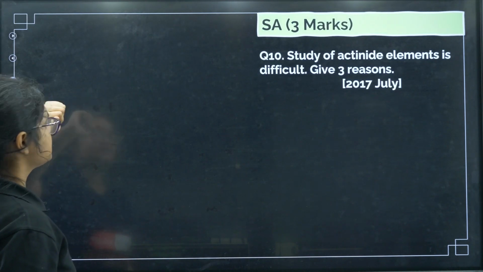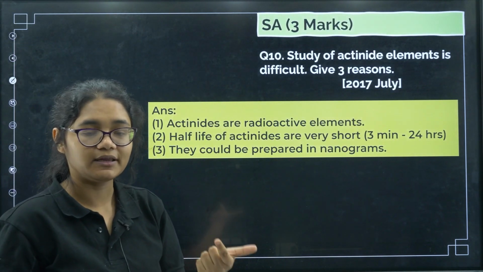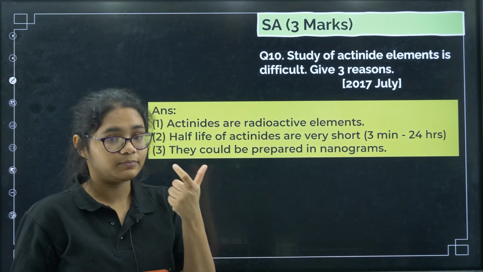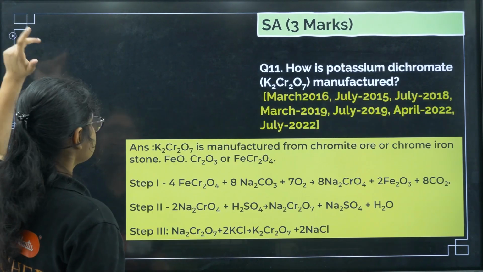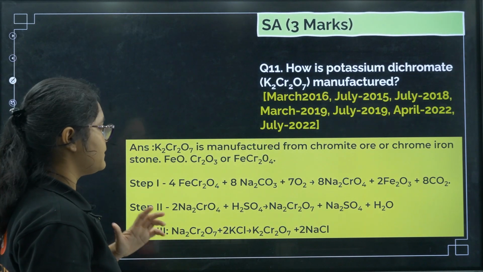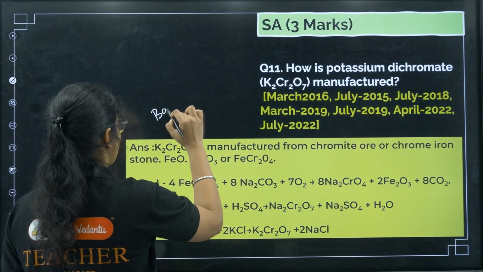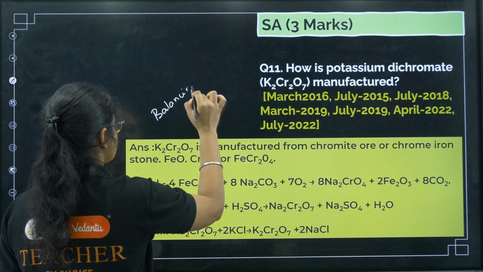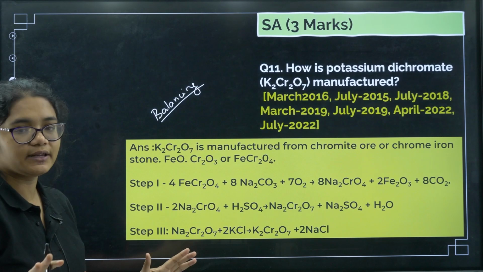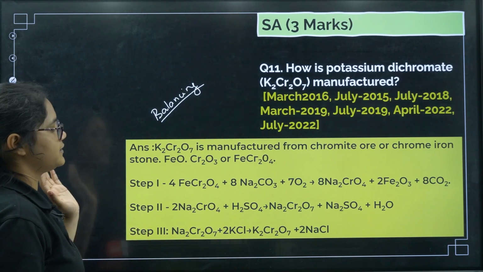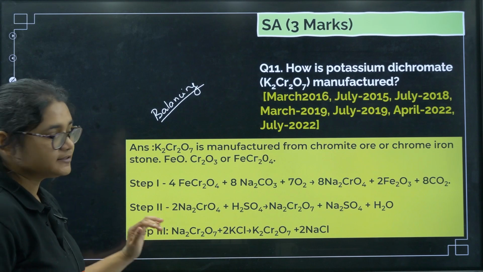Next, study of actinoids is very difficult. Give 3 reasons. They are radioactive, they have a very short half-life period, and they are produced in nanograms. Next, potassium dichromate manufacture. Please remember this reaction. You should do balancing of the equation. Balancing is important. Many students have the doubt that inorganic chemistry reactions should be balanced. For organic chemistry it is not required, but for this one it is required. So please note down, practice it again 5 to 10 times.